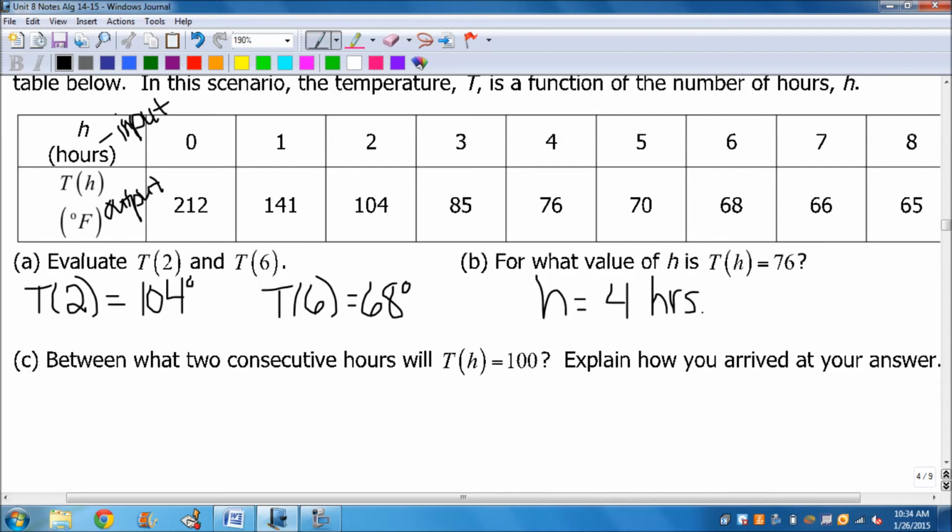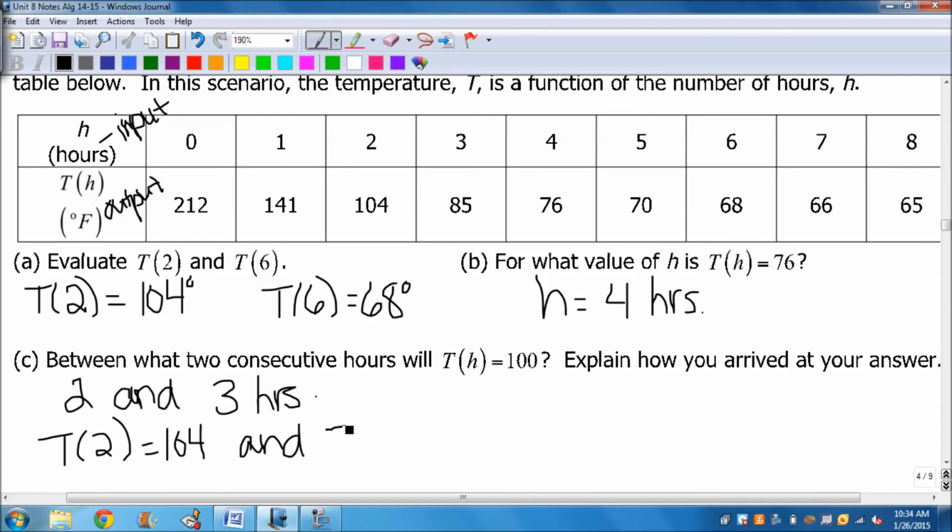Okay, so you should get between 2 and 3 hours. And the reason why is because T of 2 is equal to 104, and T of 3 is equal to 85, and the temperature is decreasing.